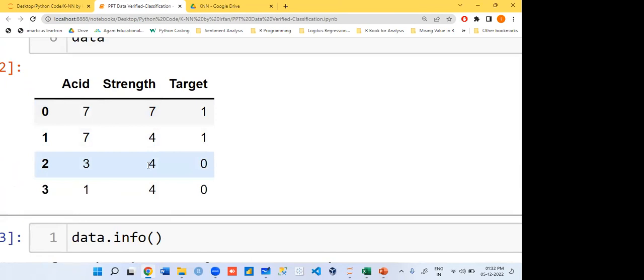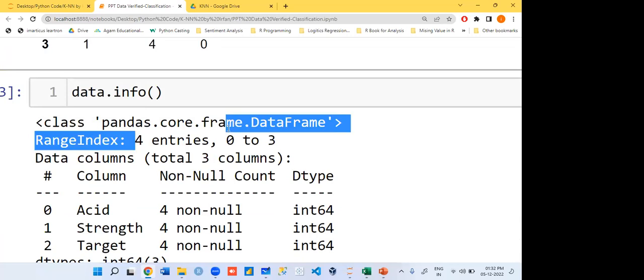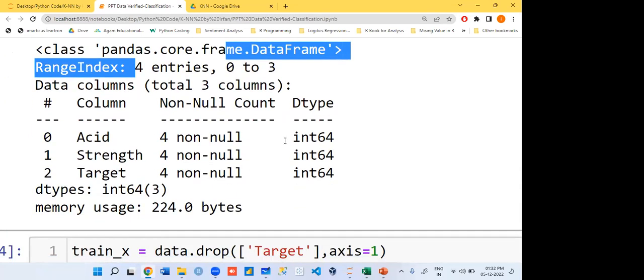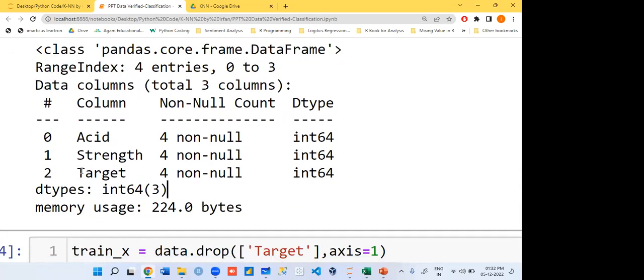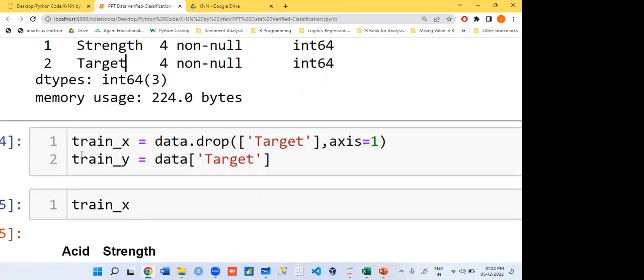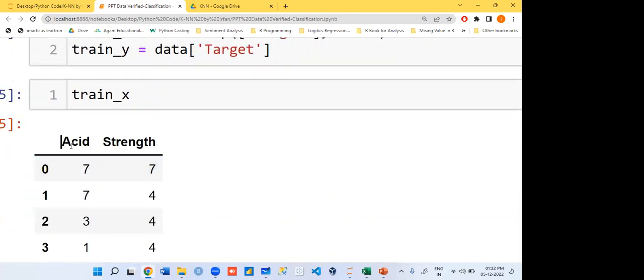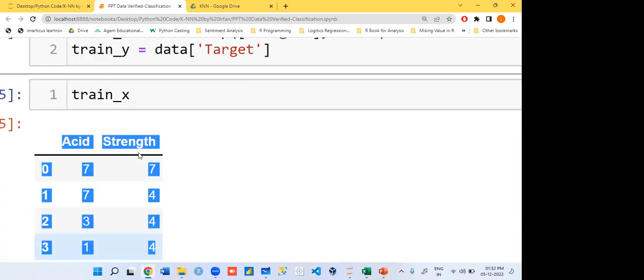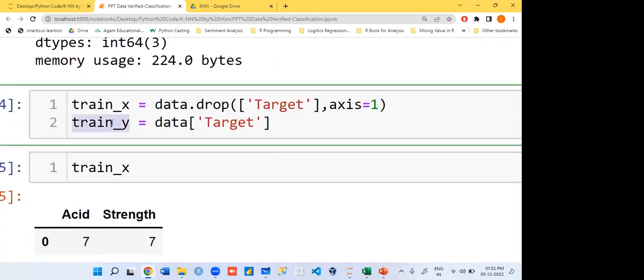Cross check once, it is the same. Info: 4 entries, 3 columns. All are coming as integer because the target is 0 and 1. Here I've taken this as my X data and Y is my train data.